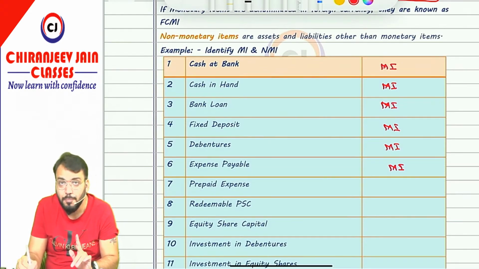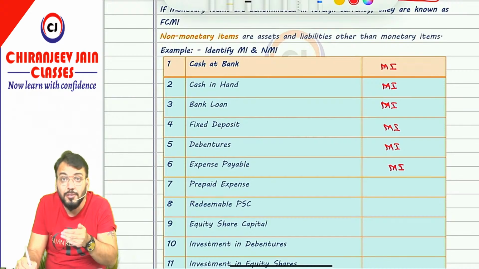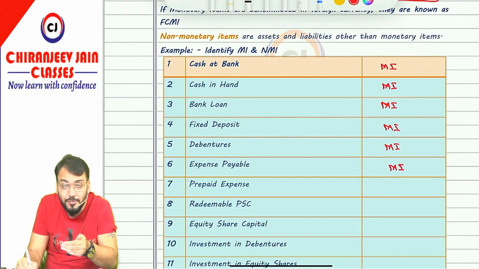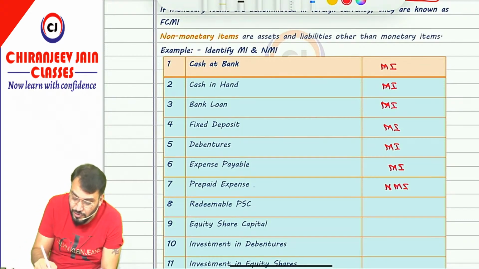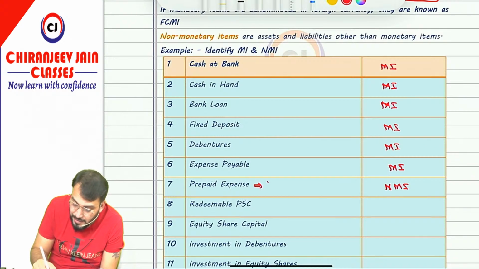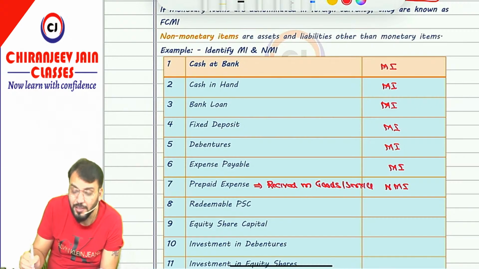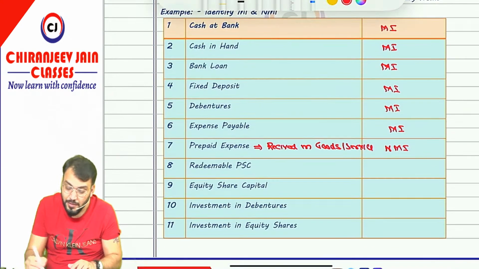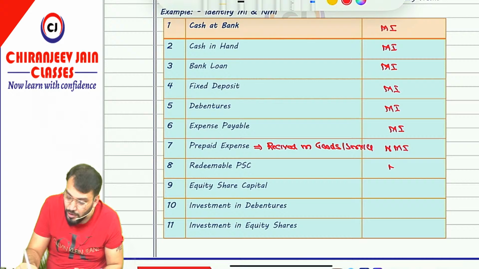Prepaid expense is an asset which will be settled only by delivery, so the benefit is received by delivery of what? Goods or services. So this becomes a non-monetary item, because we are not going to receive any cash. Got this point? Redeemable preference share capital, of course, is also to be settled in money only, so it is a monetary item.